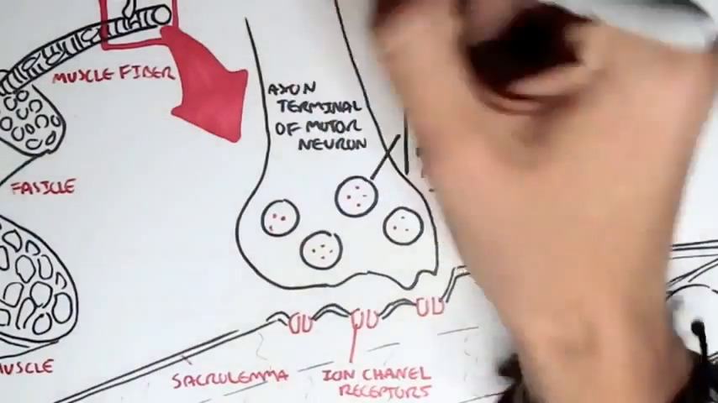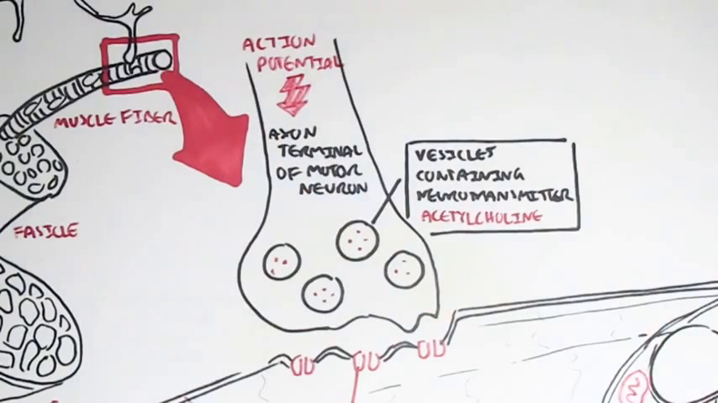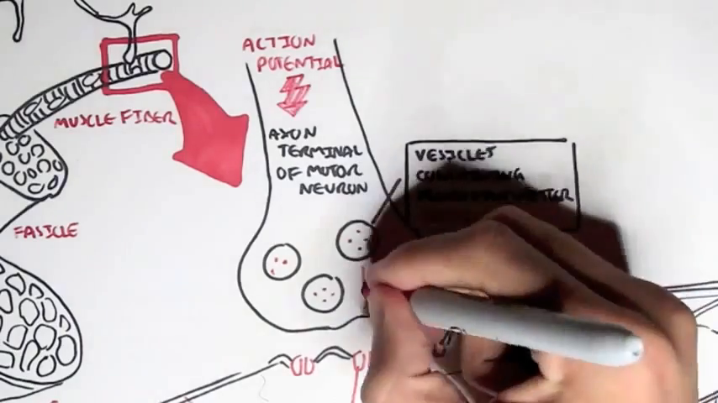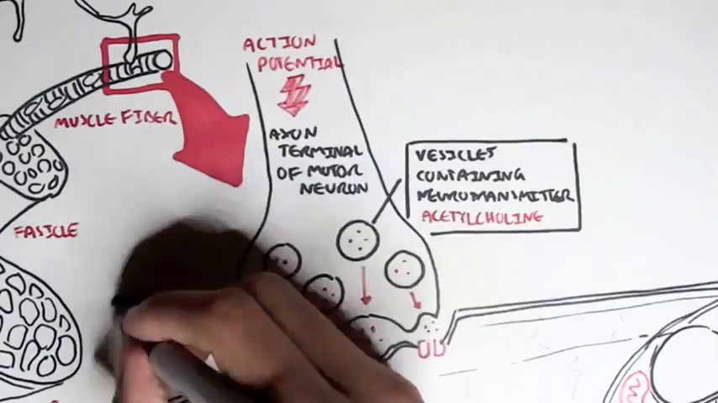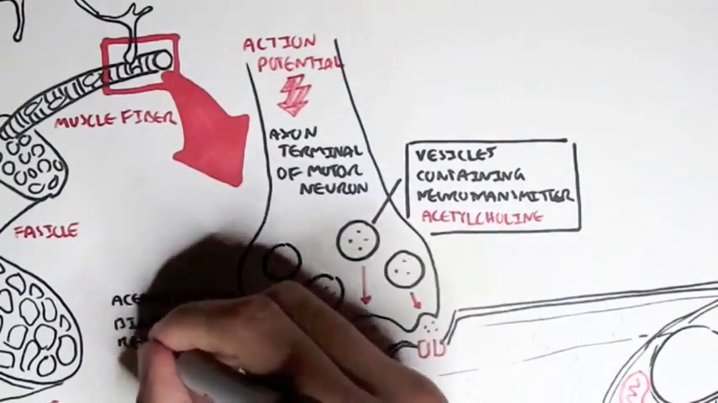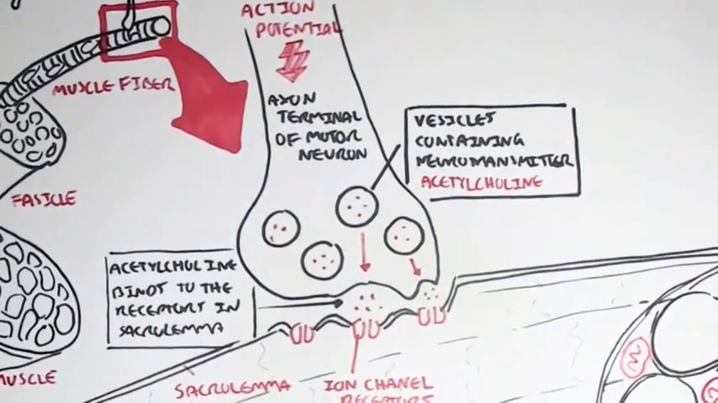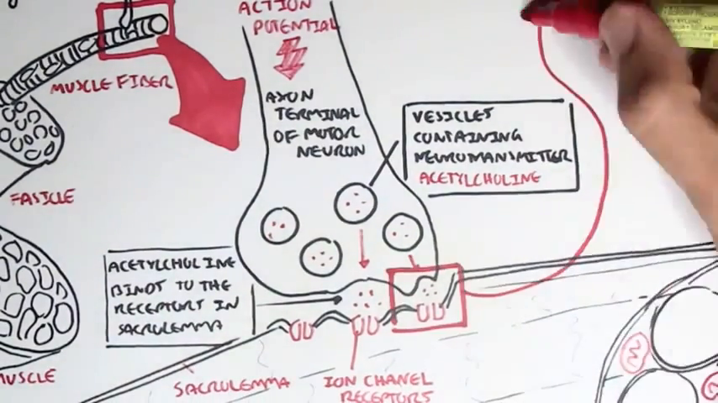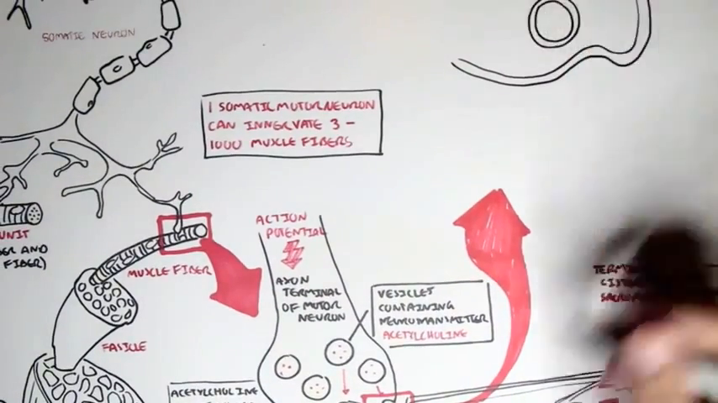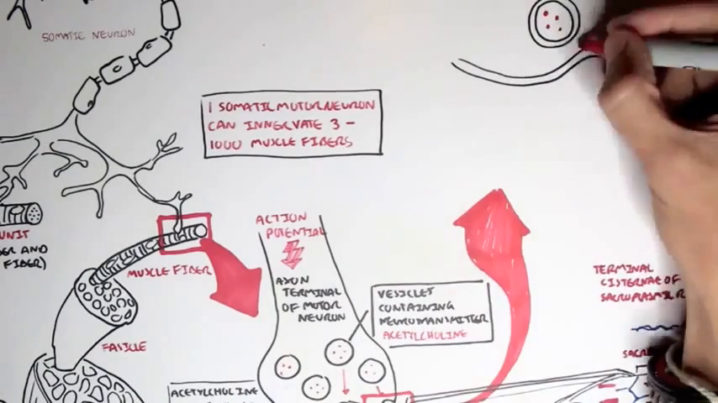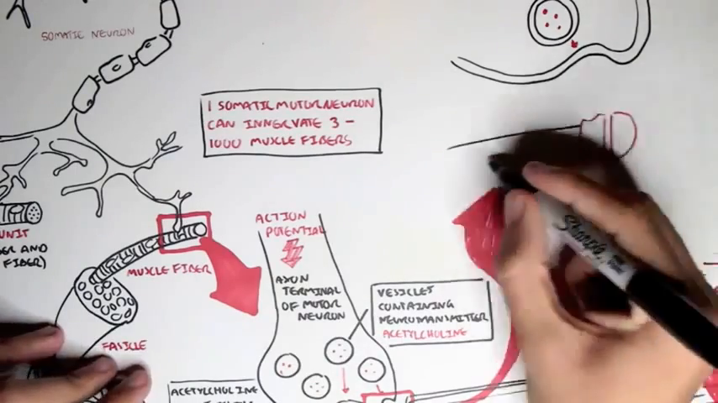Let's begin at the neuron. The neuron's end bulb, the axon terminal, is where an action potential has arrived. This action potential will cause these vesicles containing acetylcholine to release acetylcholine out. This acetylcholine will then bind onto the receptors in the sarcolemma. Let's have a closer look at this interaction between acetylcholine and the receptors in the sarcolemma. So here we have the end bulb, the axon terminal of the motor neuron, and here we have a vesicle containing acetylcholine. Here is our receptor for acetylcholine on the sarcolemma.